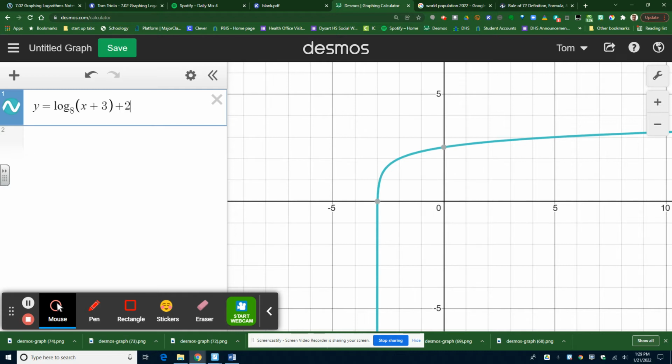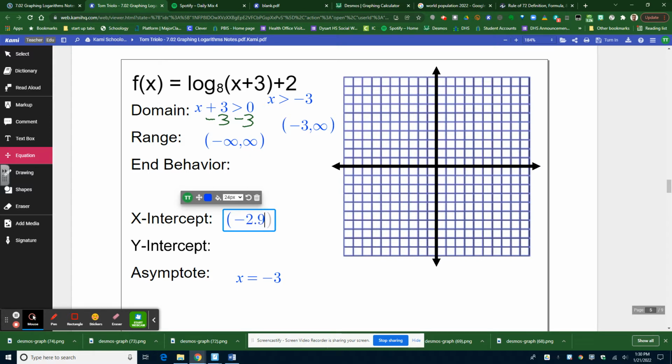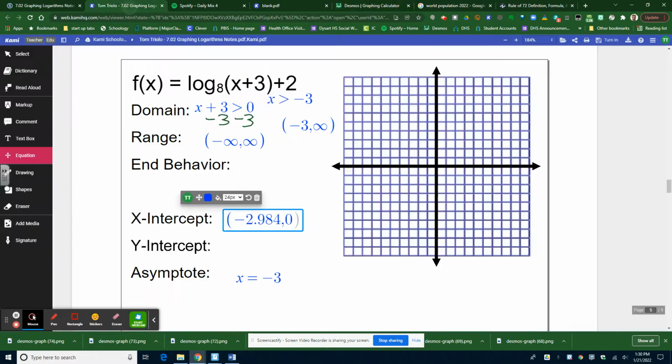And then we're just going to let Desmos help us out here because these have decimal answers. So the x-intercept is negative 2.984, 0. And my y-intercept right up here at 0, 2.528.